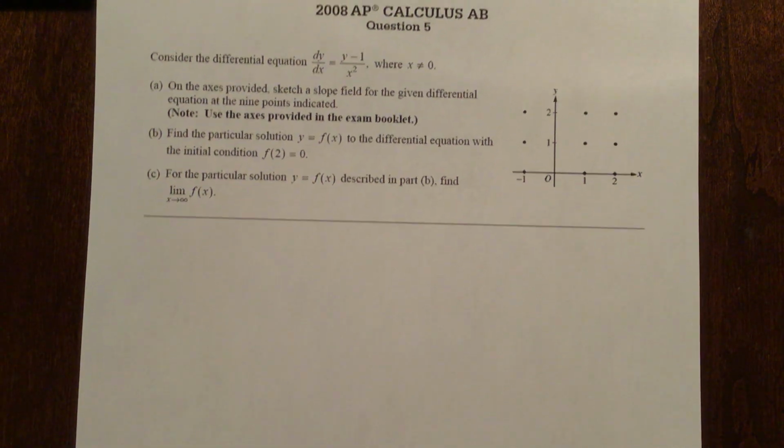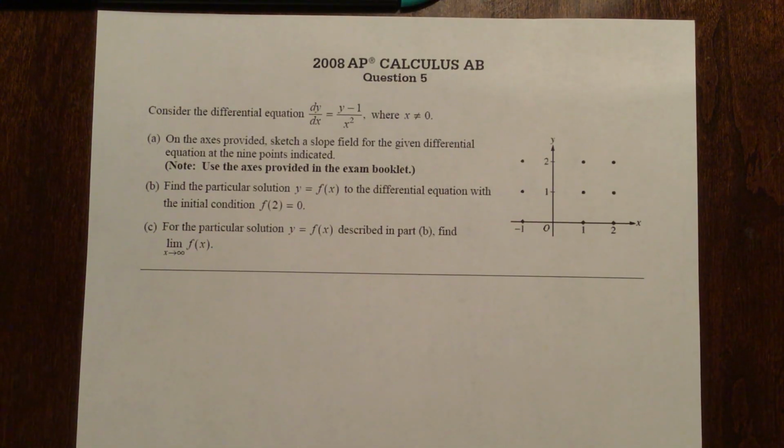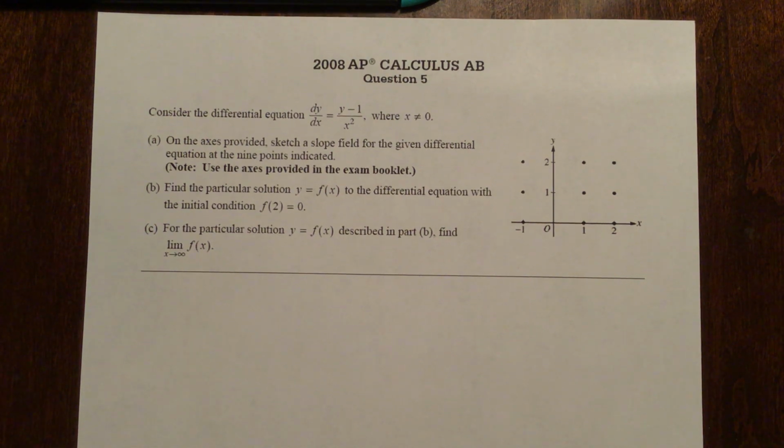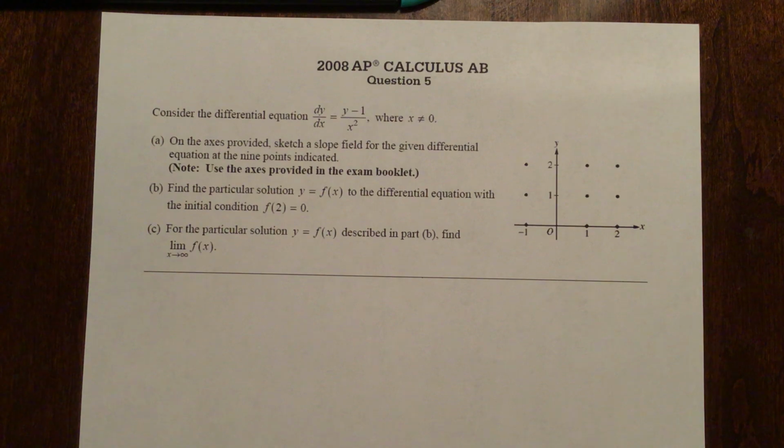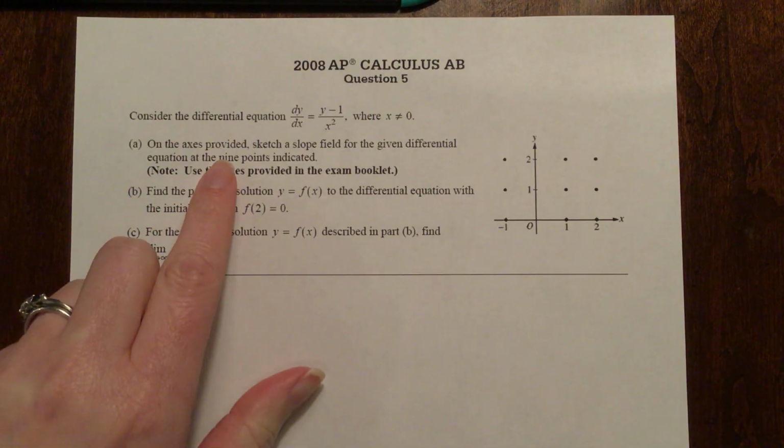I'm going to refer you back to that one as well. Okay, part A, on the axes provided, sketch a slope field for the given differential equation at the 9 points indicated. So just 9 this time.